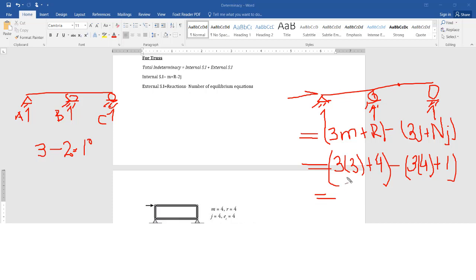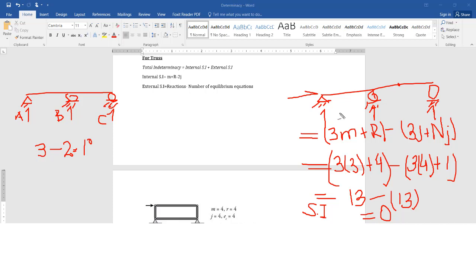Plus number of internal hinges. There is only one internal hinge. So by this equation, 3 into 3, 9, plus 4, 13, minus 3 into 4, 12, plus 13. So we'll get 0 degree of static indeterminacy of this structure with a hinge in the second span.